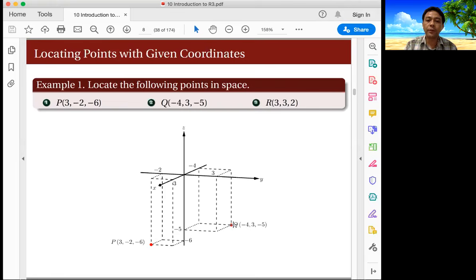And last example, (3, 3, 2): we go 3 units along the x-axis, and then 3 units along the y-axis, and 2 units parallel to the z-axis, and we get this point, (3, 3, 2).